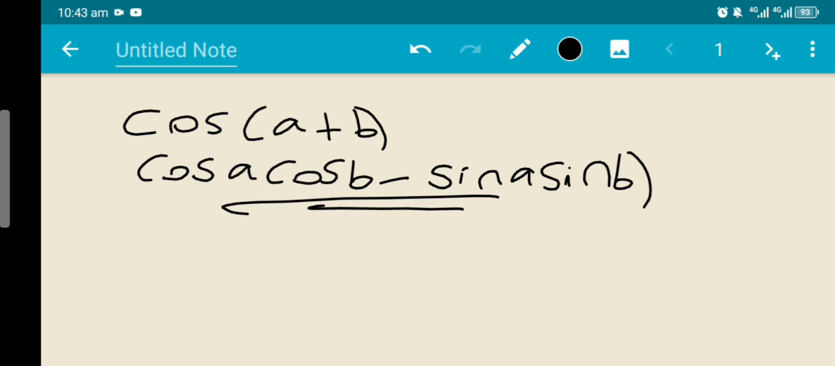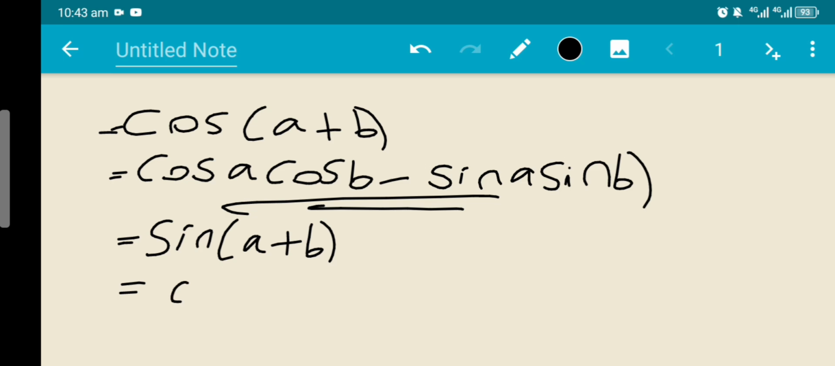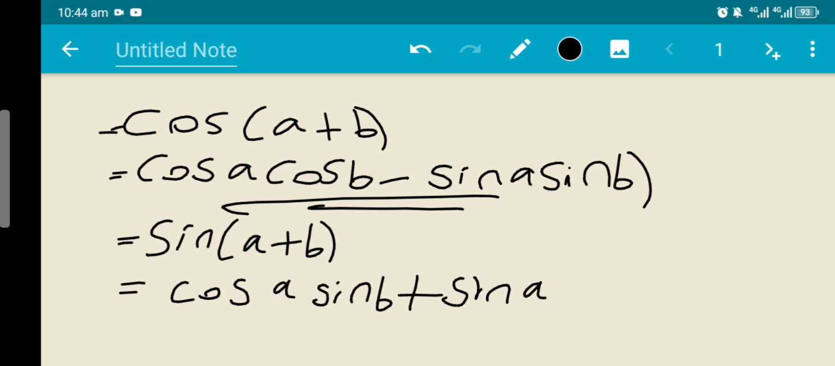So that was cos. What if we're having sine? If we've got sine of A plus B, we can rewrite it, and what we're going to have is cos A sine B plus sine A cos B. I just want you to take note of this and memorize it, because we're going to apply it as we're talking about rotated conic sections.